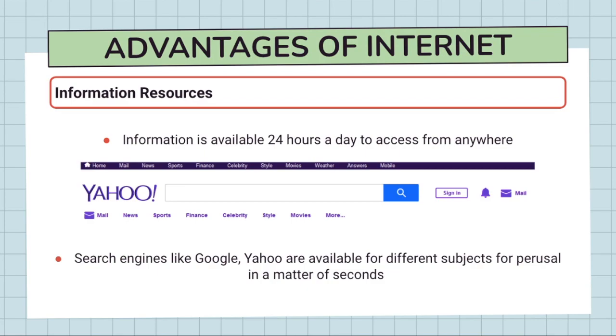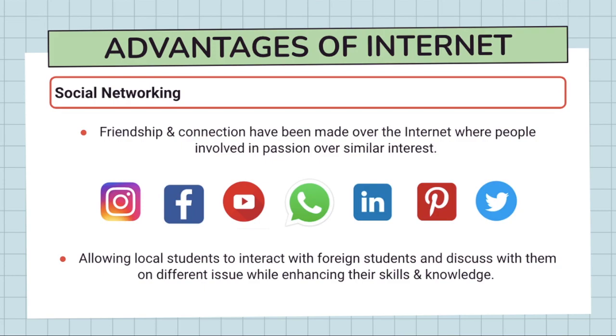Next is social networking. So friendship and connection have been made over the internet, where people get involved in a passion over similar interests. It allows local students to interact with foreign students and discuss different issues with them while enhancing their skills and knowledge.